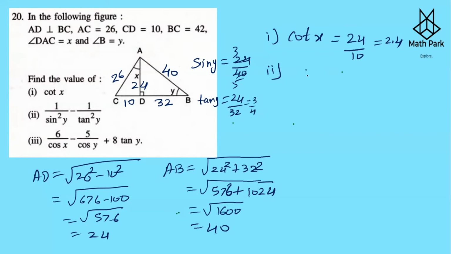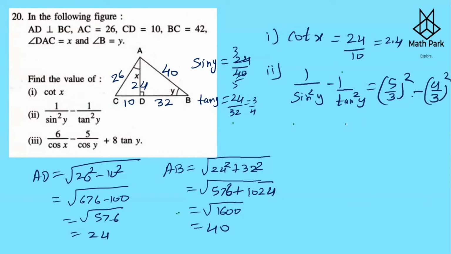Put the values. Now we have to find 1 upon sine square y minus 1 upon tan square y. So 1 upon sine square y is going to be the reciprocal of that. So it is going to be 5 upon 3 whole square minus 1 upon tan square y. So we'll take the reciprocal of this. It is 4 upon 3 and then the square of that. So 5 square is 25 upon 9 minus 4 square is 16 and 3 square is 9. 25 minus 16 is 9 and 9 upon 9 is 1. So we got this as 1.